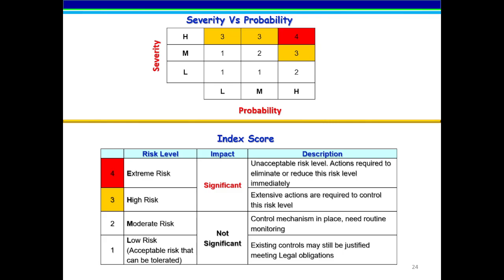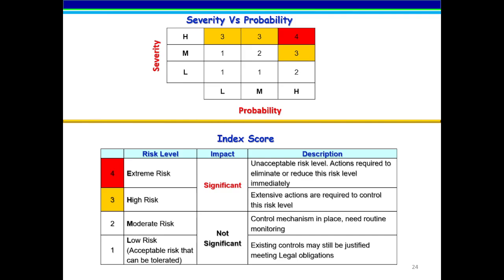This is a matrix for severity and probability for arriving at the risk level for the injury and health impact. Score 4 is considered as extreme risk, which is significant. Score 3 is high risk, which is also considered as significant. For significant impact, we must evaluate the effectiveness of the existing operation control to combat the risk. If not effective or inadequate, we need to review and take steps to improve the controls or introduce new controls.